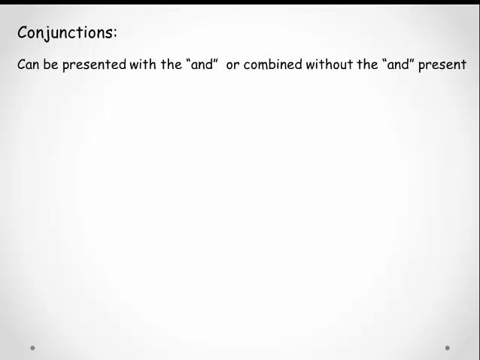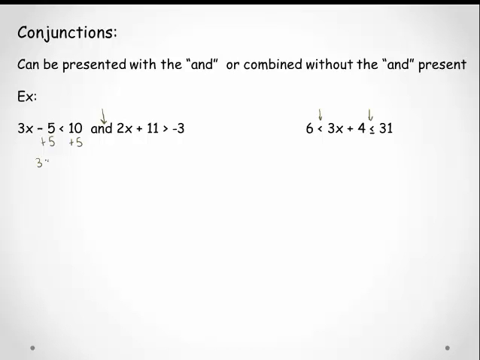Conjunctions can be presented with the word and or combined without the and present. So here we have two examples. As you can see, we have the word and: 3x minus 5 is less than 10, and 2x plus 11 is greater than 3. Or we have two inequality symbols. Both of these are conjunctions, and they can be solved in two different ways. One way on this, two ways on this. So we solve each conjunction separately, or each part of the conjunction rather.